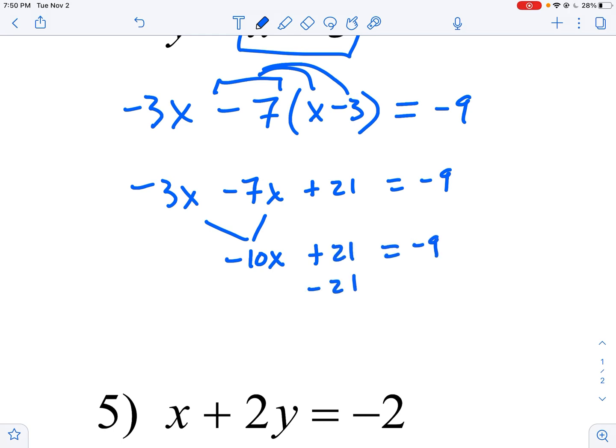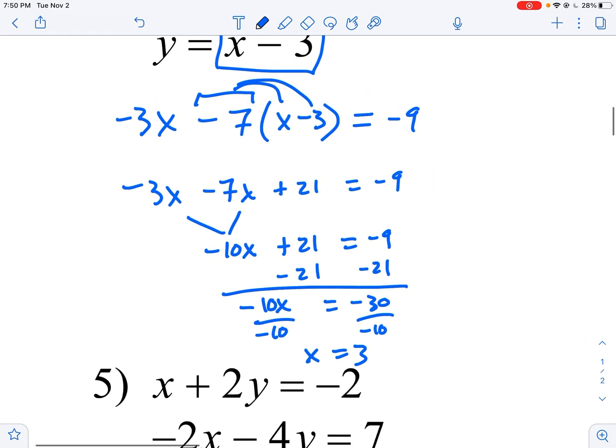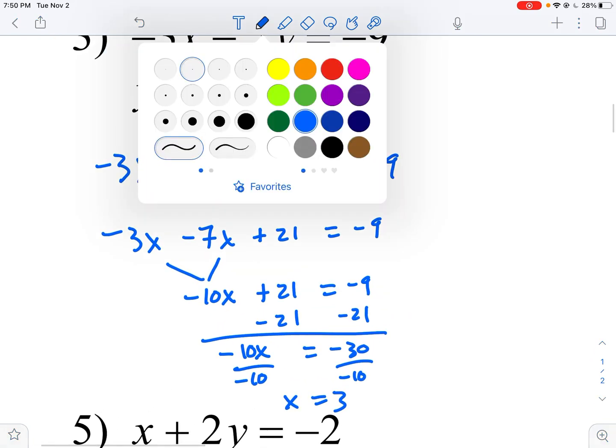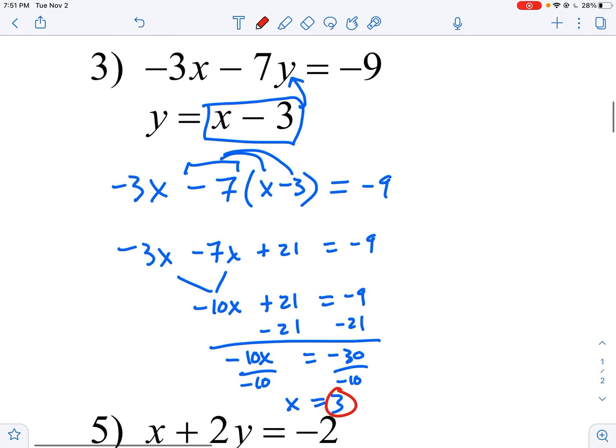Let's subtract the 21 to get our x closer to being by itself. We got -10x equals -30. And now I need to divide by -10, divide by -10, and I got x is 3. Nice. We got our x value. We are not done, but we got halfway through. Once you have one of the variables figured out, you can take it and plug it into either equation in the x spot. We can put it here, or we can put it up here.